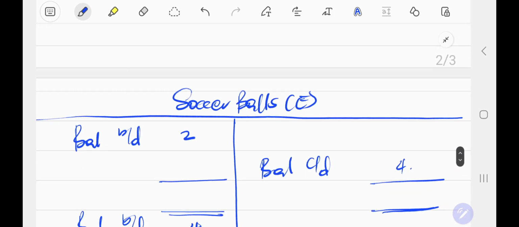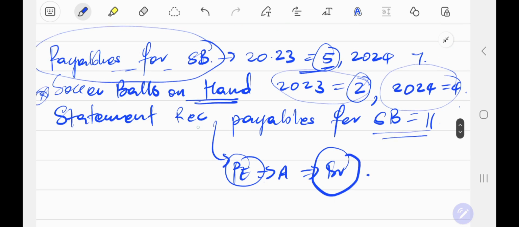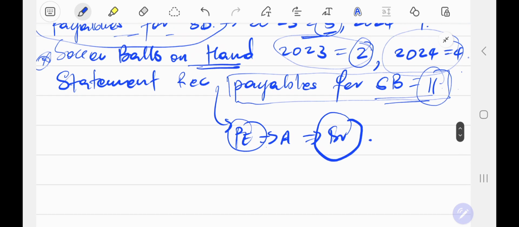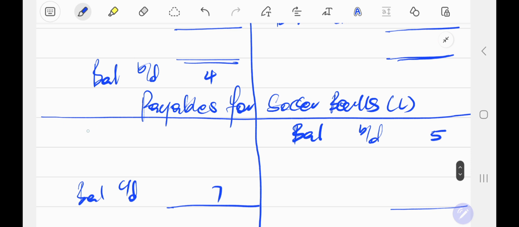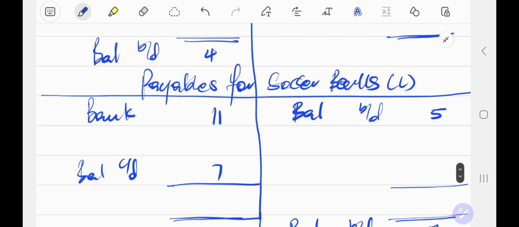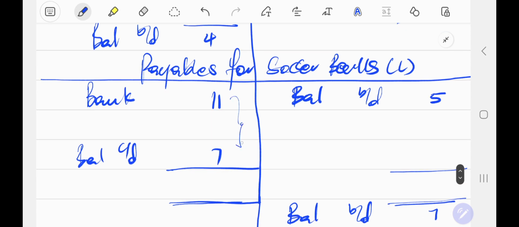And then what you are going to do then, you are going to say, okay, on the statement of receipts and payments, they tell us that we paid 11 rand for payables for soccer balls, right? So this 11 rand, remember, when you pay payables, it's going to reduce the payables account. So this 11 rand is going to come here. So here you're going to say, okay, I had bank, which is 11 rand, right? So when you add this side, you're going to get 11 plus 7 is how much? 18. Yeah, it's 18, and then 18 here.